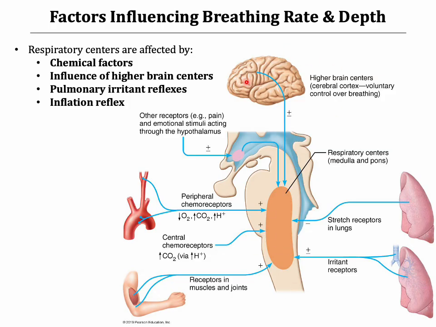We have higher brain centers, our cerebral cortex, our thinking brain, and our emotions can act on this. Stretch receptors in the lungs, irritant receptors in the lungs can influence that. Receptors from our muscles and joints when we have a change in physical activity.